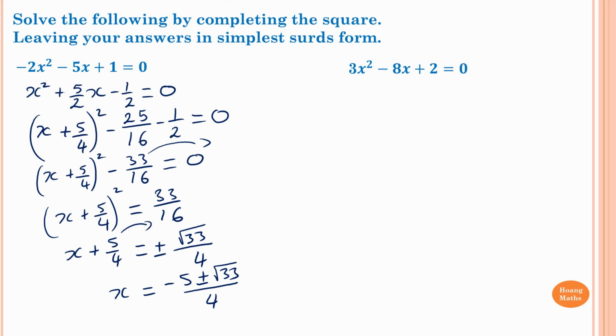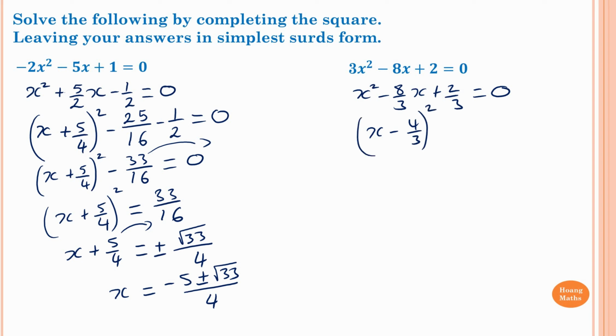So step number 1, we need to get rid of the coefficient of x squared first, which is 3. So we divide everything by 3. So this gives me x squared minus 8 over 3 x plus 2 over 3, which is equal to 0. And then of course, we need to halve the coefficient of x, which is half of 8 over 3. So which is x minus 4 over 3.